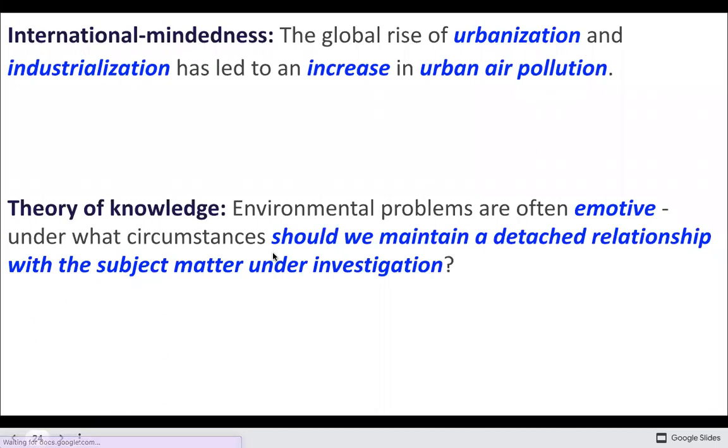And then international mindedness, again, you can imagine, you have this situation in India with New Delhi. That pollution blows across the border of India too, into other places.